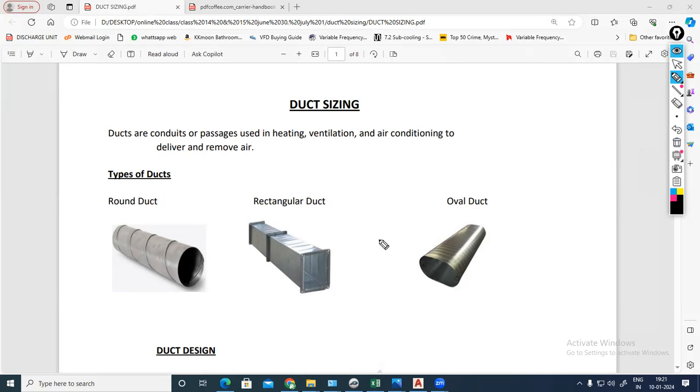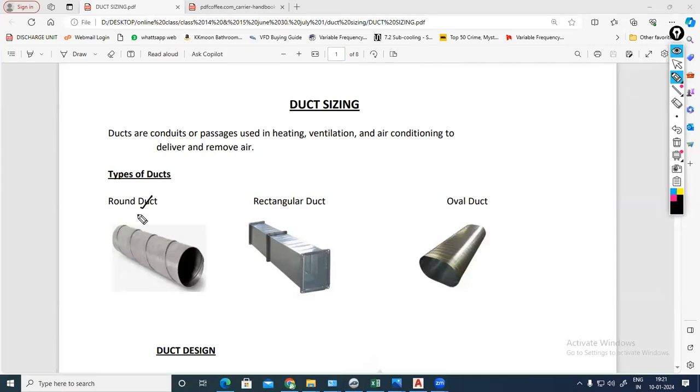Anyhow, performance-wise, the best shape is round only. At the time of construction, we need minimum material, because compared to rectangular and oval, we get minimum surface area. It is not too minimum, but compared to rectangular and oval, the round duct has less surface area. So minimum material we need in the round duct, so it is economical. But still, it doesn't mean that the labor cost is less. Labor cost is almost the same.